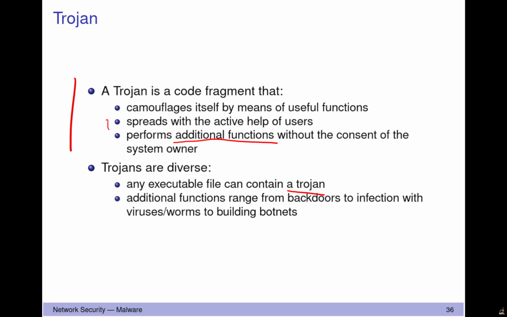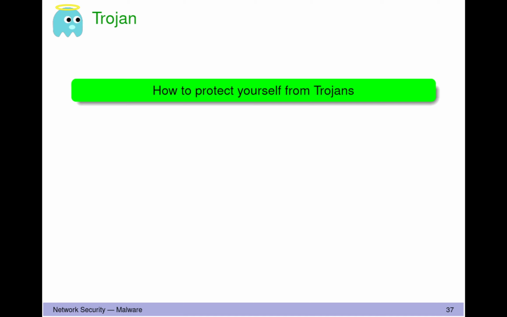So the additional functionality ranges from backdoors, so that somebody remotely can log into your system, to infection with viruses, worms, to building botnets, can be anything. So that's just some random additional functionality. So how can you protect yourself against that? Any idea? So what can we do?